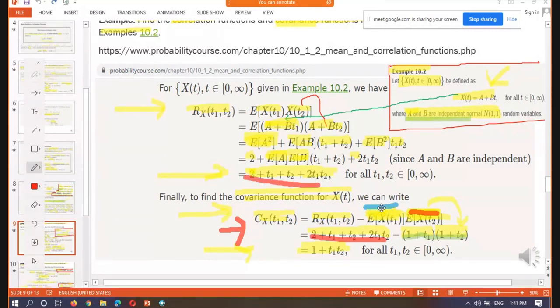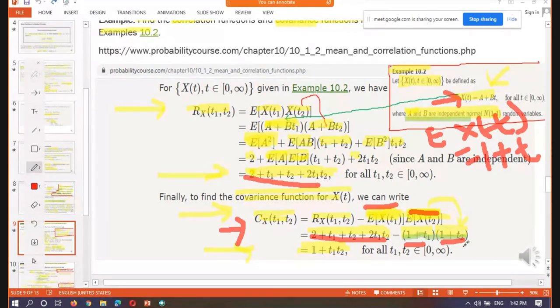And what is expectation of X(t1)? If you remember from today's class, for this process, expectation of X(t) turns out to be 1 plus t. So if t is t1, then 1 plus t1, and if t is t2, then 1 plus t2. After multiplication and simplification, you will get 1 plus t1, t2. So this is the way we calculate our autocorrelation and autocovariance for a random process X(t).